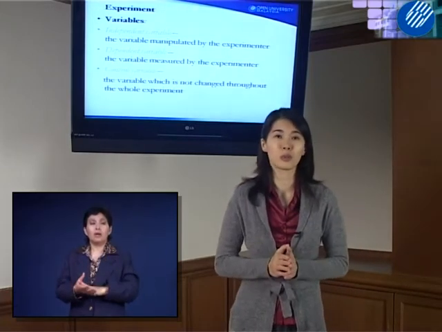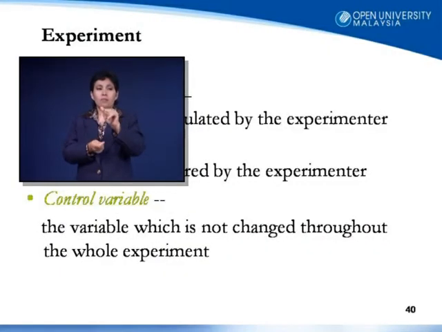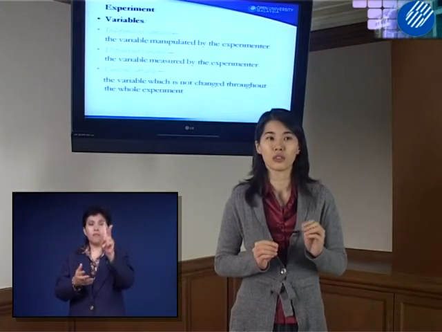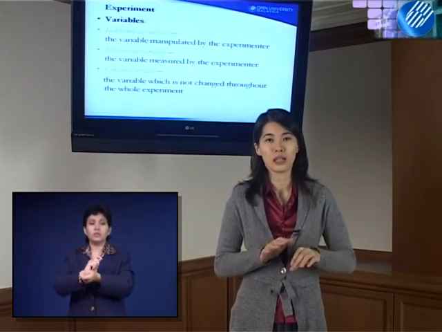Next one is a control variable. Control variable means you don't want it to be part of your results, but it's actually part of your experiment, so you control it. These are the variables which are not changed throughout the whole experiment. It's constant.